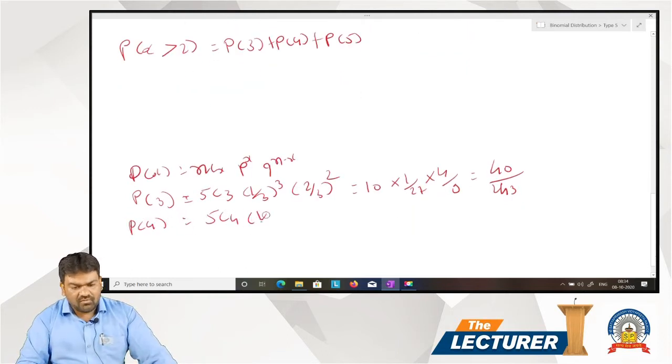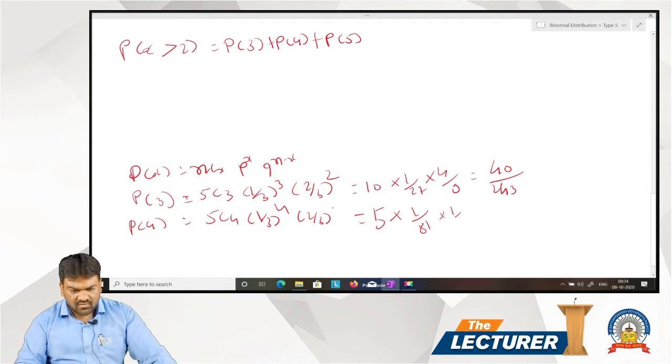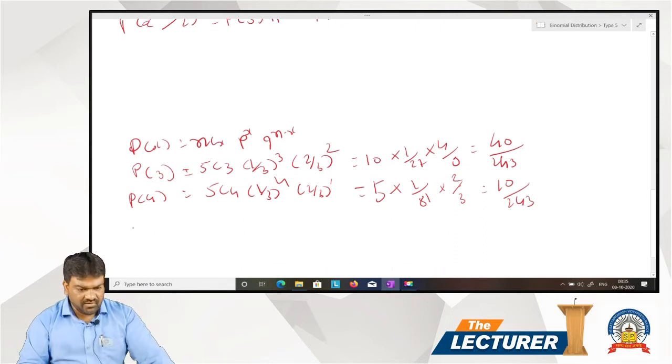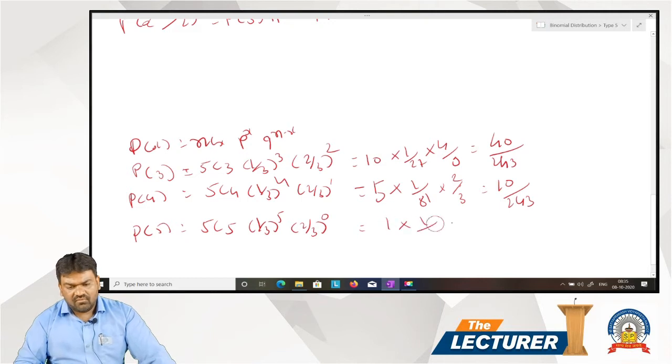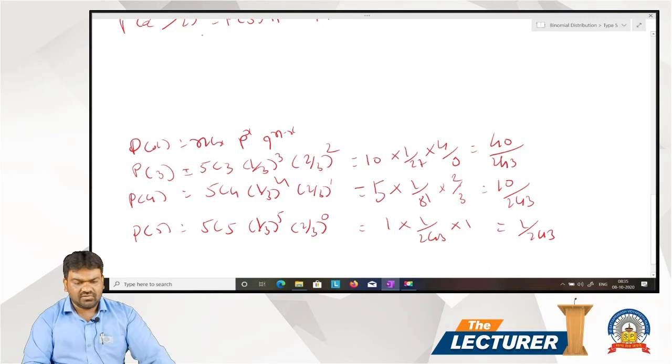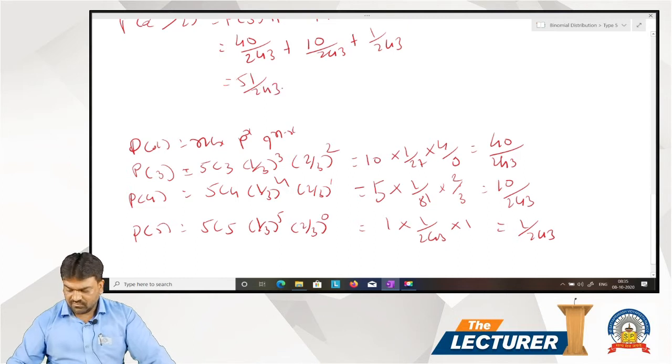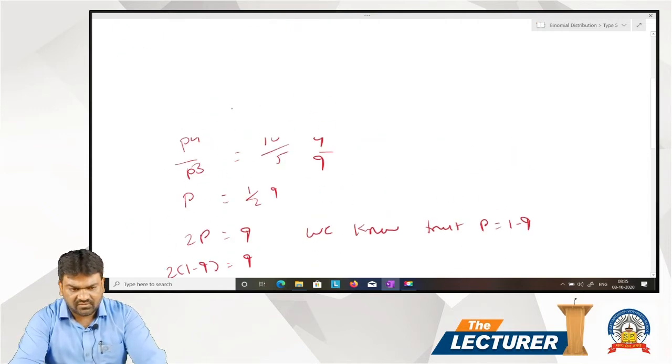P of 4, 5C4, 1 by 3 raised to 4, 2 by 3 raised to 0. 5C4 is 5, 1 upon 81, 1 upon 3, 2 by 3, 10 divided by 2, 4, 3. And P of 5, 5C5, 1 by 3 raised to 5, 2 by 3 raised to 0, 1 by 2, 4, 3. Adding: 40 upon 243, 10 upon 243, 1 upon 243, is 51 upon 243. So 17 divided by 81. This is your answer, 17 divided by 81.